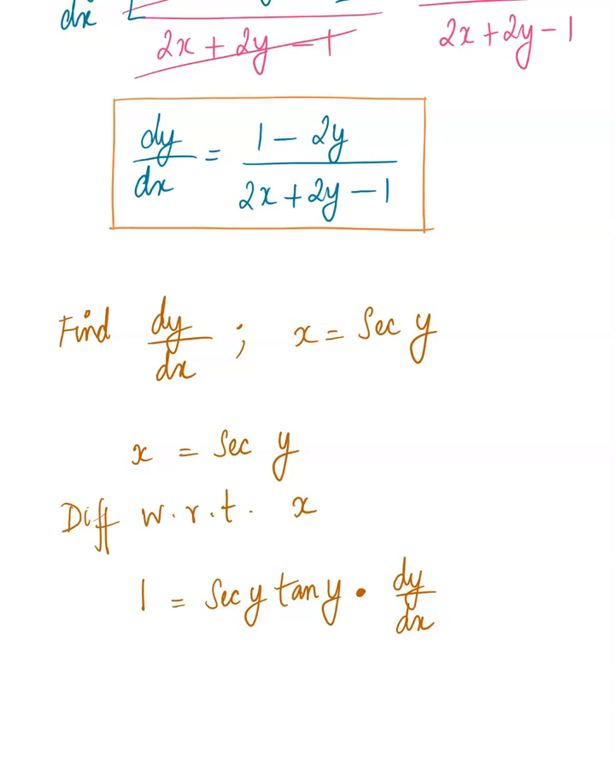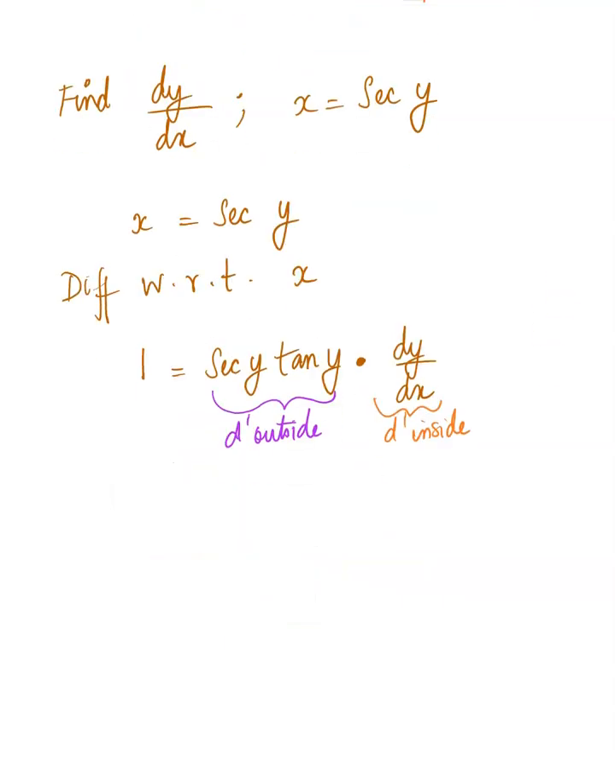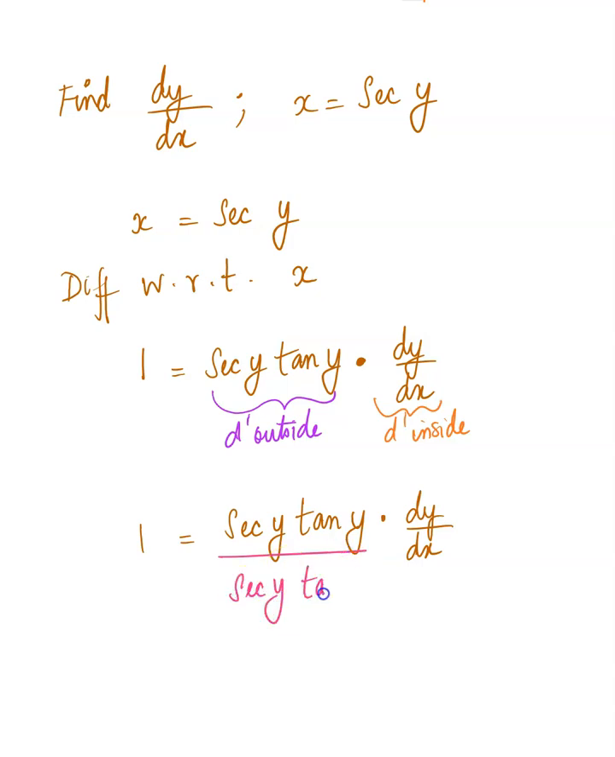And it's been a long time since I wrote this explicitly outside, so I'll just write this as derivative of the outside, derivative of the inside. Now we need to get dy over dx by itself. So 1 equals, of course, divide both sides by secant y tan y, which is what we need to get rid of to get dy over dx. In this case, it's already on the right side, so you don't need to bring it to the left.